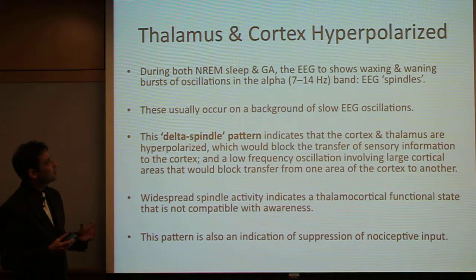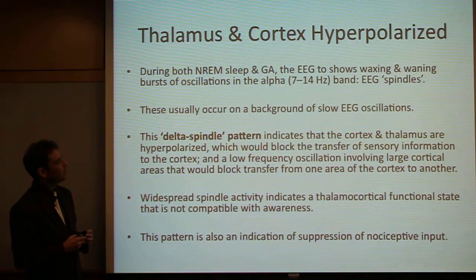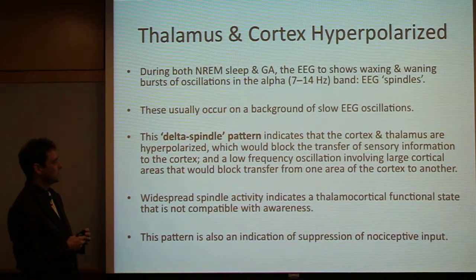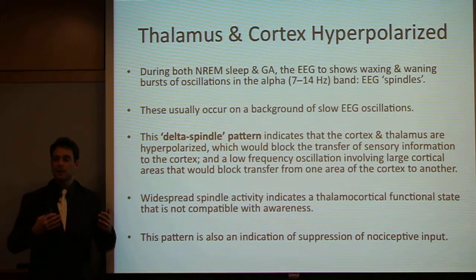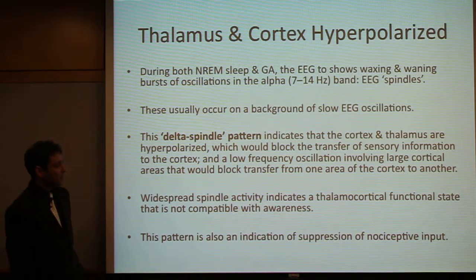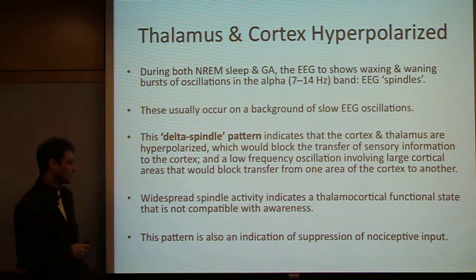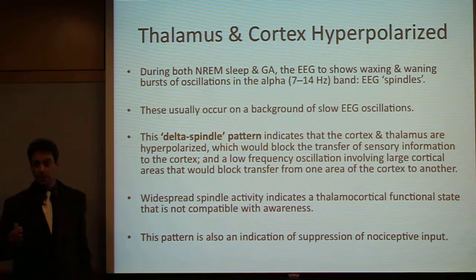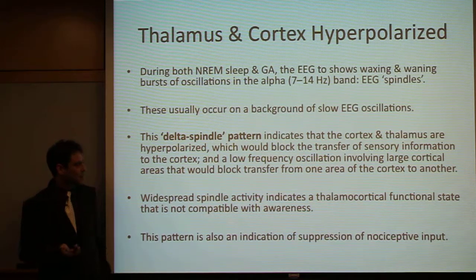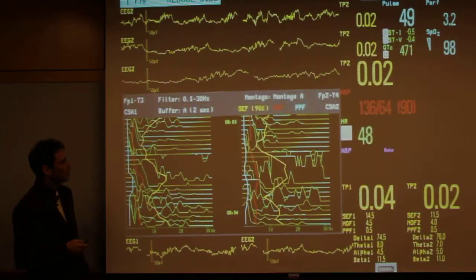Specifically, they suggest that during non-REM sleep and general anesthesia, the presence of these waxing and waning sleep spindles often occurring on delta waves suggest that the cortex and thalamus are hyperpolarized, and that it is unlikely that information is transmitted from the periphery through the thalamus. And they also suggest that it is possible as well that noxious stimuli are not transmitted when such hyperpolarization exists. And their hypothesis, which I think is something worth testing, is that using the EEG in this manner and detecting these waveforms might be practically useful in the intensive care unit and in the operating suite.